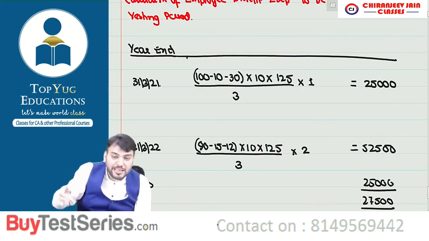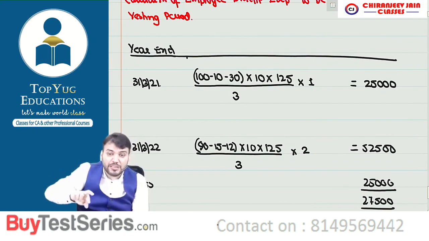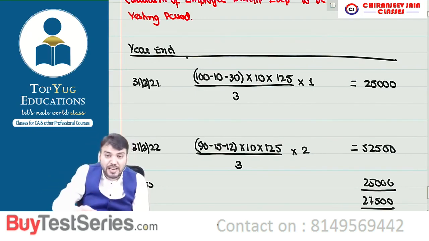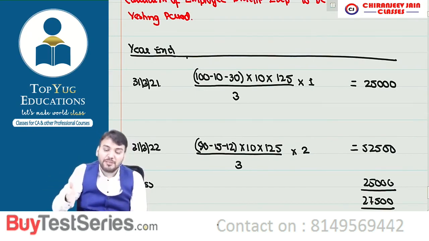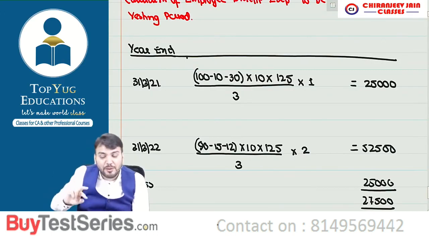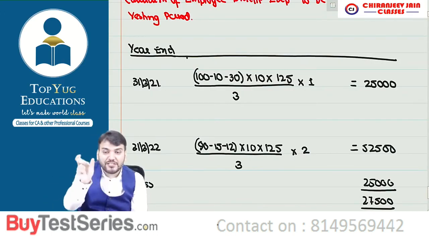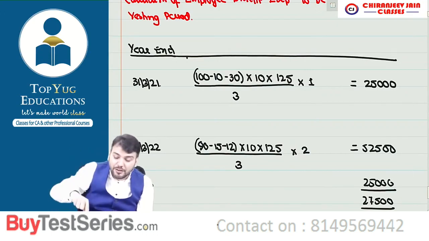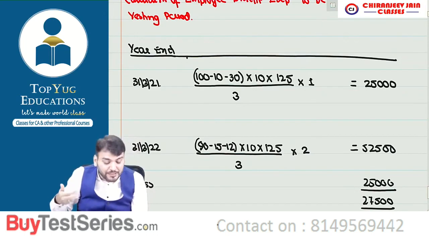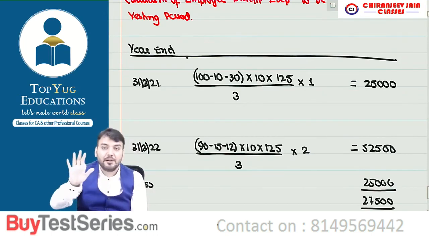Because we need to do reassessment of expense in second year, first we calculate the cumulative expense to be recognized up to 2 years, means first year and second year. Therefore we have done 2 by 3, the expense of first year and second year. Out of 52,500, how much have you already recognized? There is 25,000. The balance is 27,500 that will be recognized.